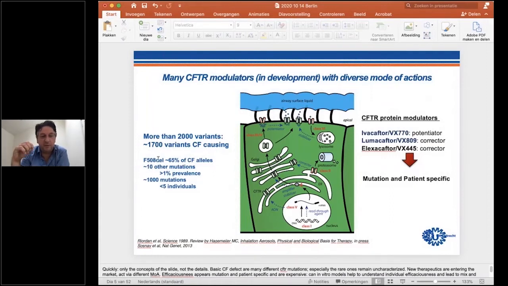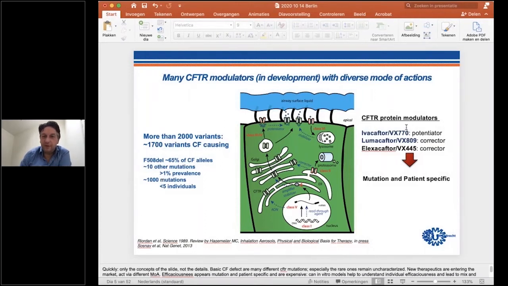This is a single type of mutation in which a phenylalanine is lacking at position 508 in the protein, which leads to mistrafficking and accumulation in the ER upon synthesis, misfolding, and degradation through the lysosomal or proteasomal pathway. So this is a mutant which hardly reaches the cell surface. There are some 10 other mutations which have a pretty high prevalence, but the majority of these 1,700 mutations are really rare and unique, and they are only present in a small fraction of CF patients.